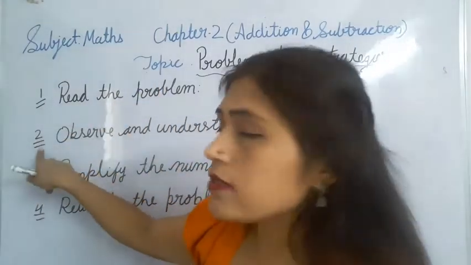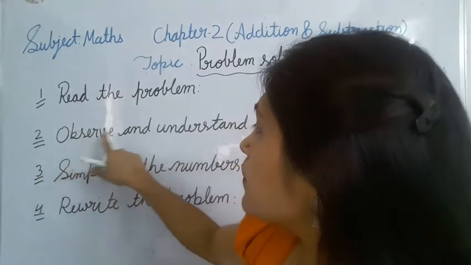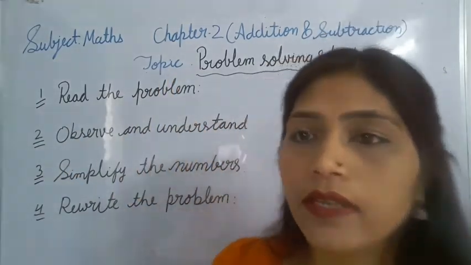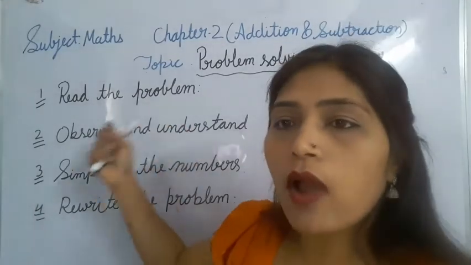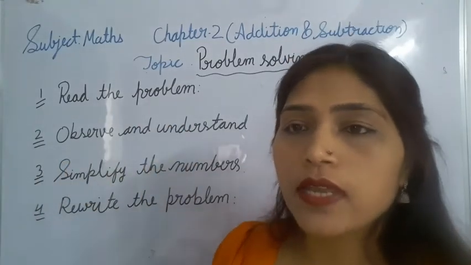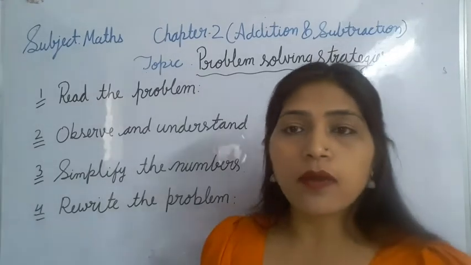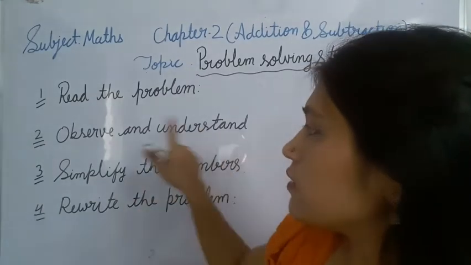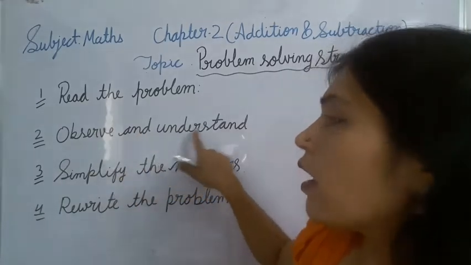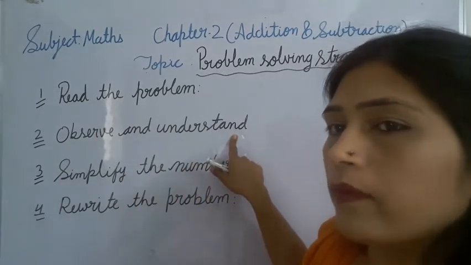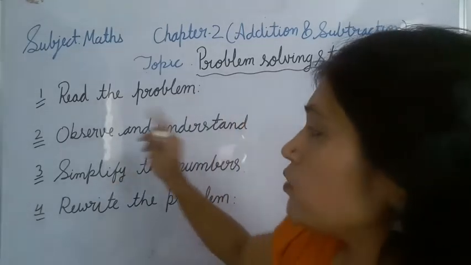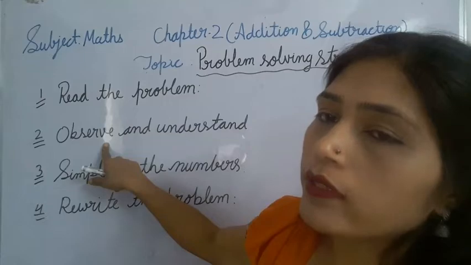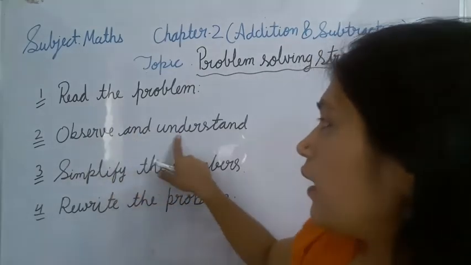And what is the second step we need to follow? Observe and understand. After reading, reading means not only reading; you have to understand and observe what they are saying, what they have given us in the problem, and what they are asking us. So the second step is to observe and understand the problem.